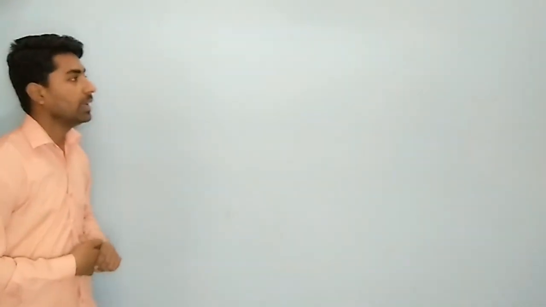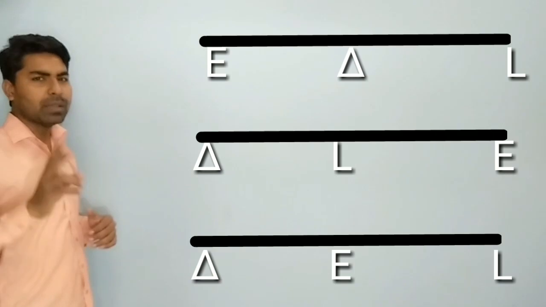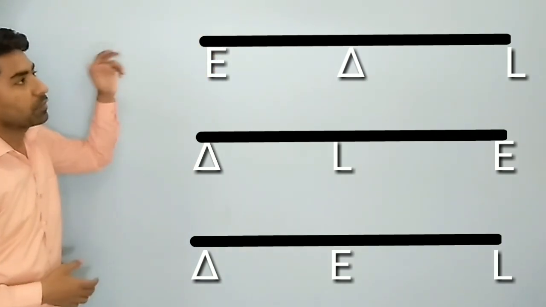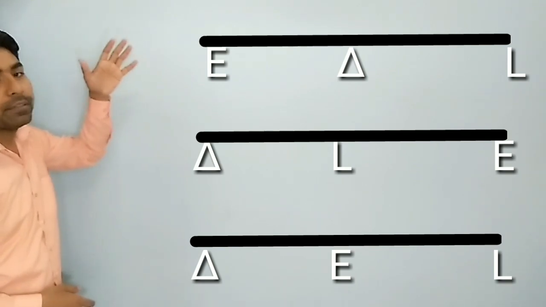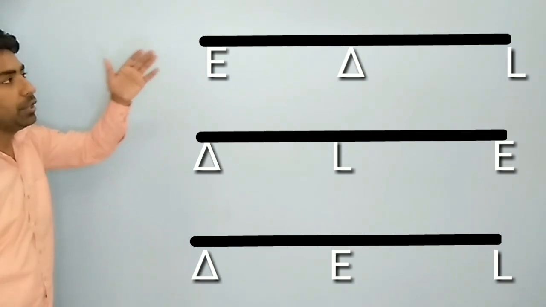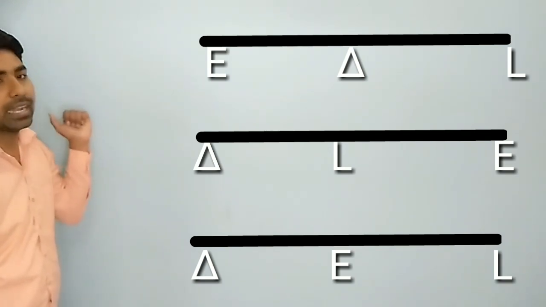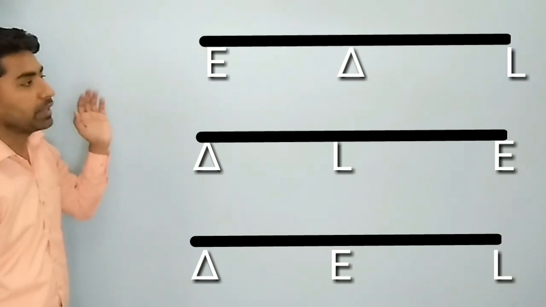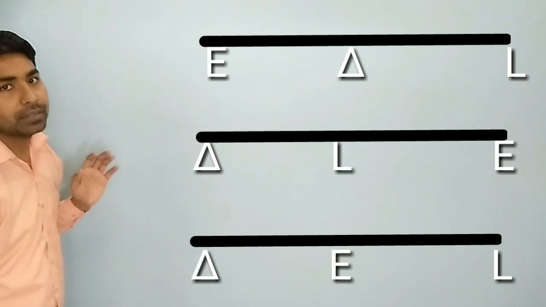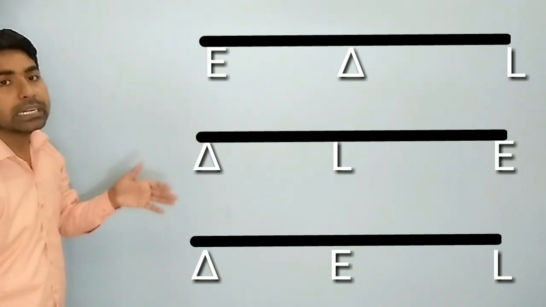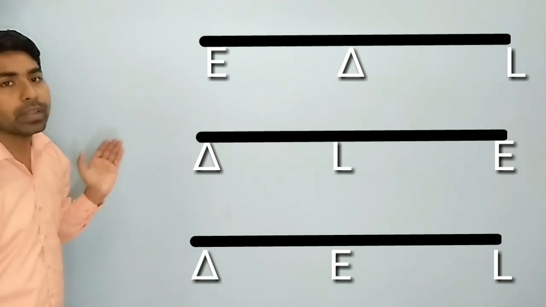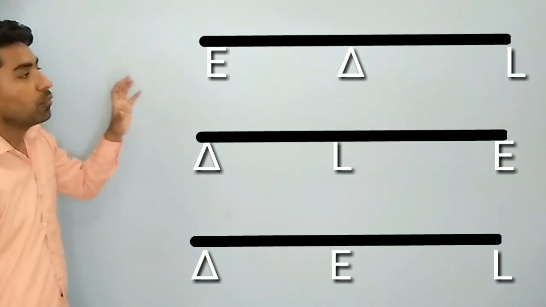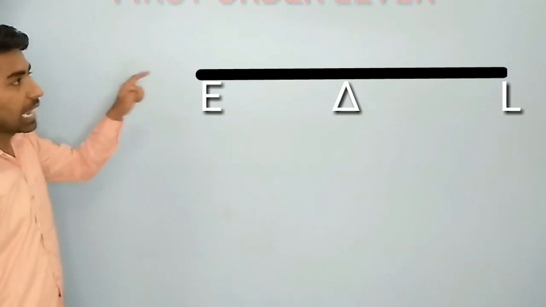See here, I am showing all three. In class 1, the fulcrum is in between the load and effort. This is called class 1 lever. In the second one, the load is in between the fulcrum and the effort, class 2. And in the third, the effort is in between the load and fulcrum. This is called class 3. So we are talking about the class 1 lever first.